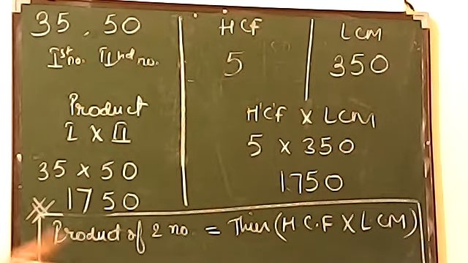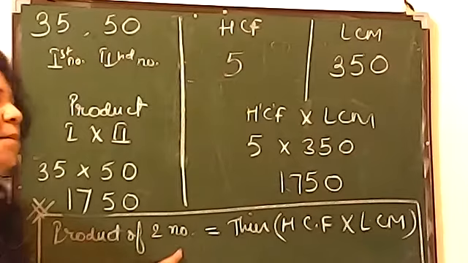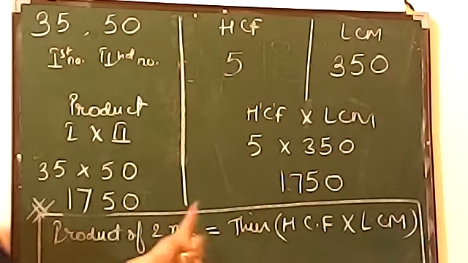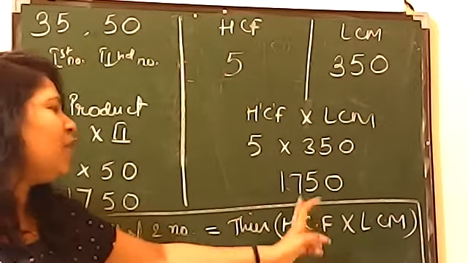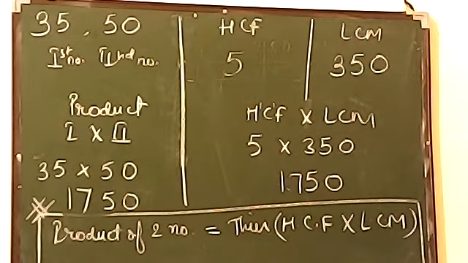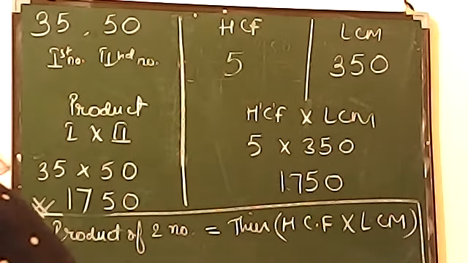That means it is true always that the product of two numbers is always equal to the product of their SCF into LCM. That is an absolutely true condition for every number.